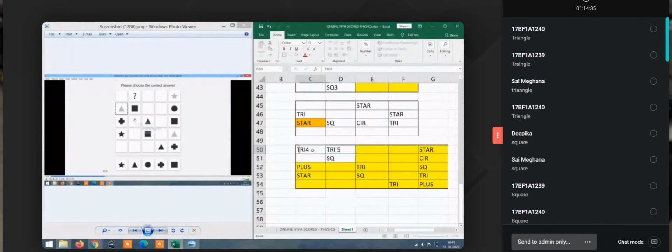So if you have triangle 4 here, the only possibility for triangle 5 is what? The only possibility is SQ. But that space is already taken by SQ. So triangle 4 at this position is an impossible thing. Okay, so triangle 4 at this position is impossible.